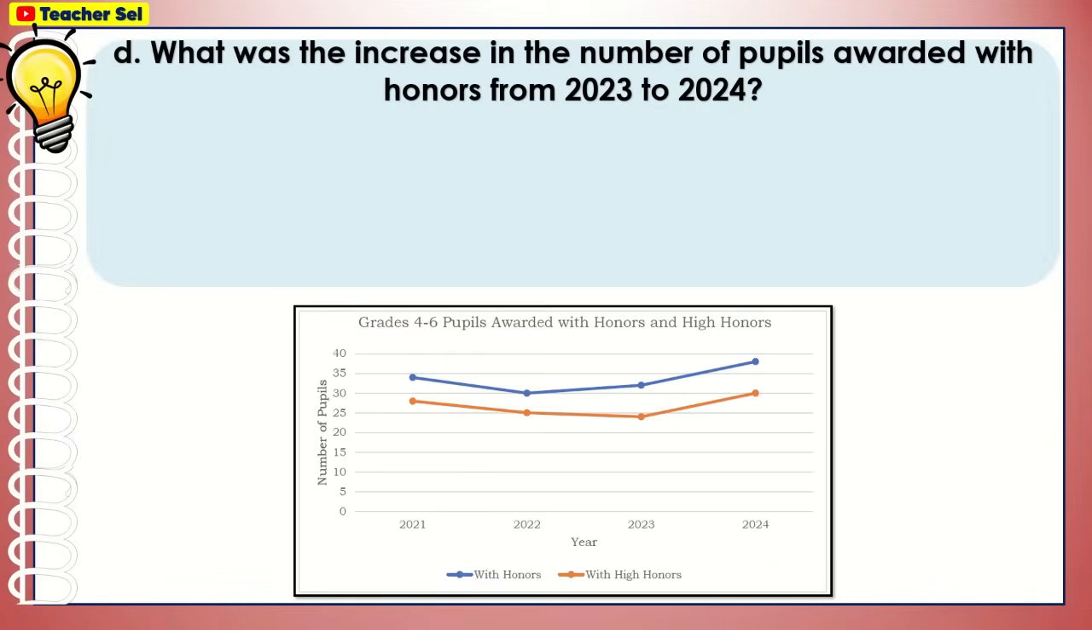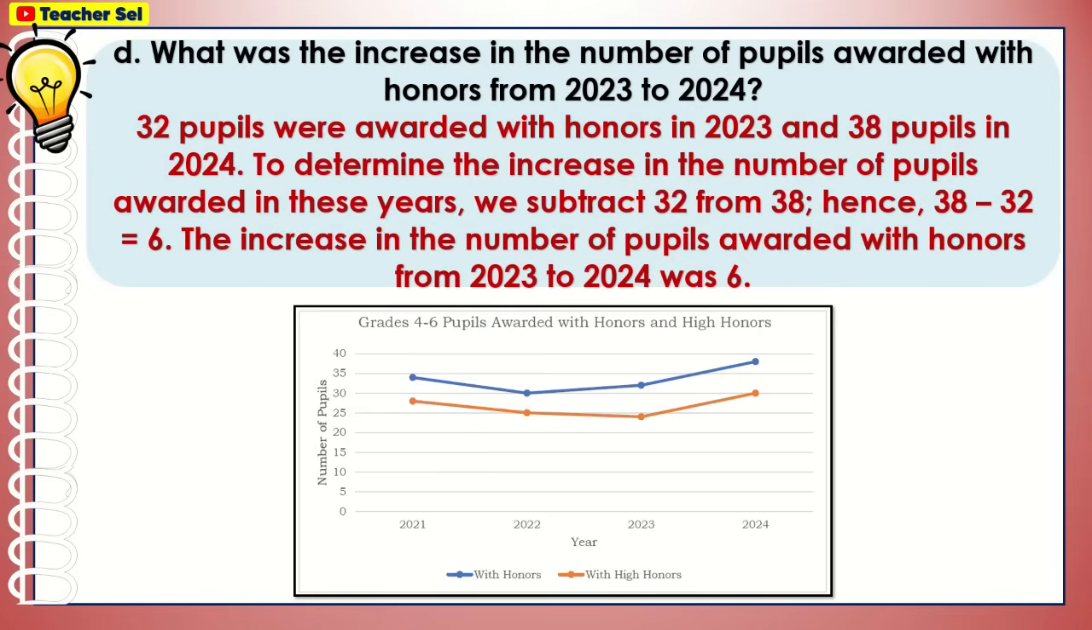What was the increase in the number of pupils awarded with honors from 2023 to 2024? 32 pupils were awarded with honors in 2023 and 38 pupils in 2024. To determine the increase in the number of pupils awarded in these years, we subtract 32 from 38. Hence, 38 minus 32 equals 6. The increase in the number of pupils awarded with honors from 2023 to 2024 was 6.